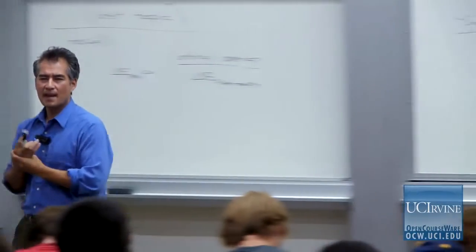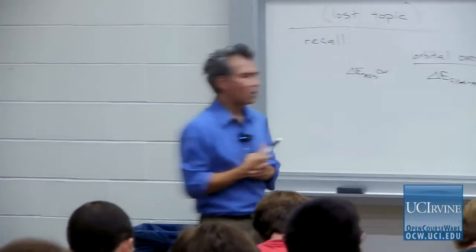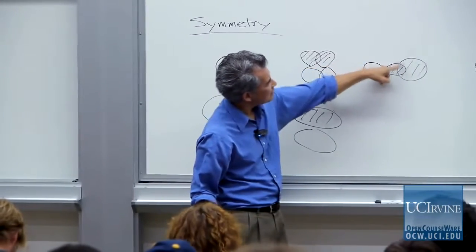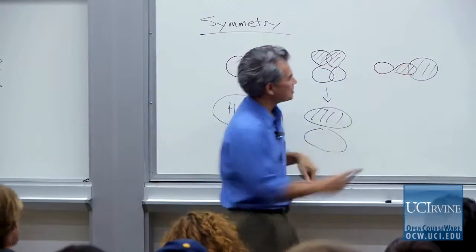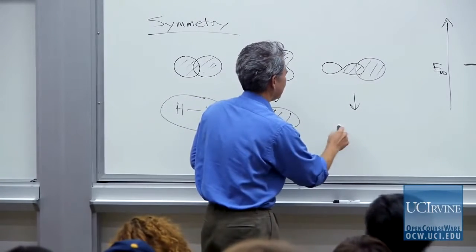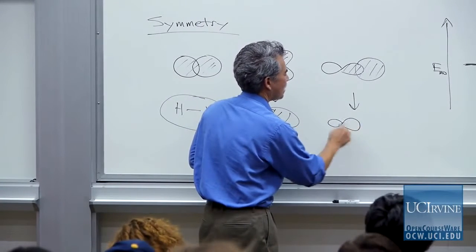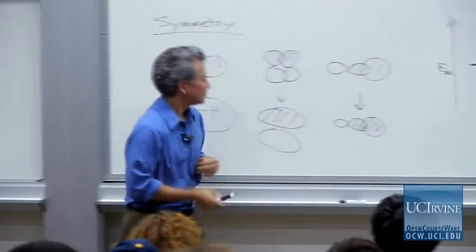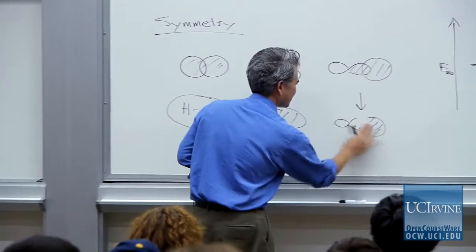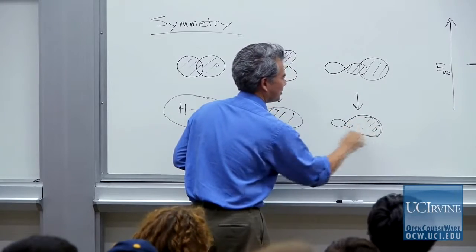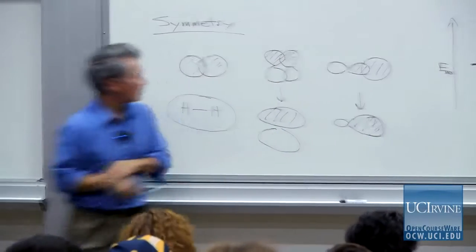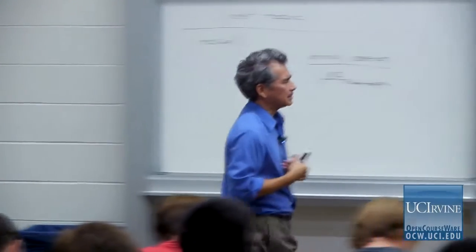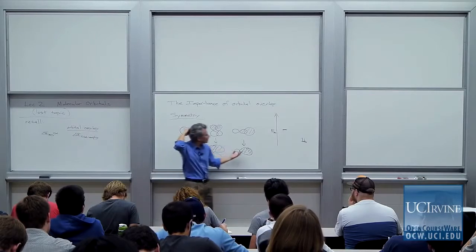And I can even imagine the interaction of a p orbital with an s orbital as long as I tilt this in this way so that everything ends up with some sort of positive constructive interference, in terms of wave functions. Here's what I intend to draw, something that looks like this. Okay, so those are examples of forming bonds. And in this case, I would end up with some sort of a sigma bond again.